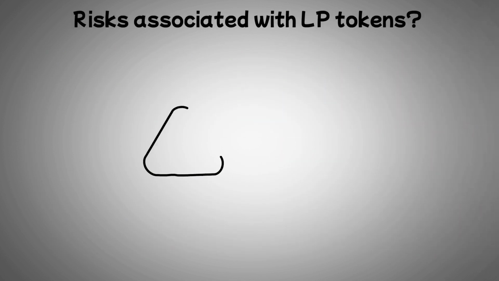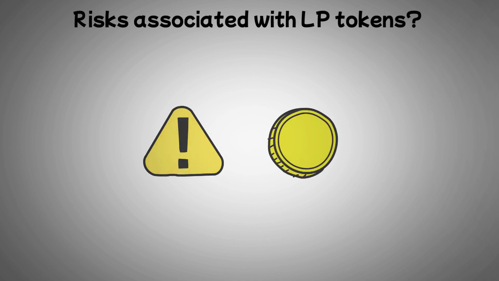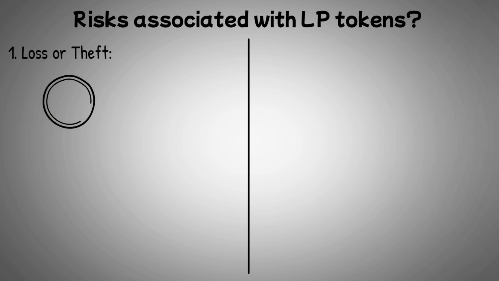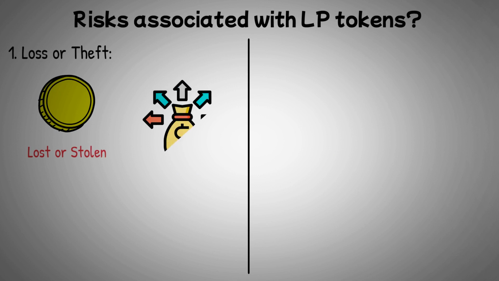So what are the risks associated with LP tokens? There are hazards involved with LP tokens, just as with any other ticket. These are some examples. Number 1. Loss or theft. If your LP token is lost or stolen, you forfeit your portion of the liquidity pool and any income earned.